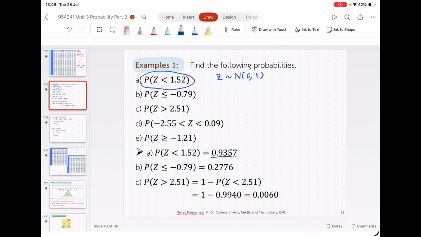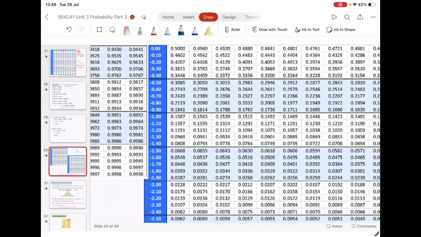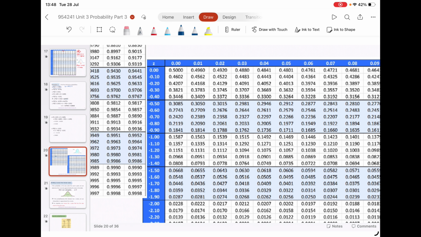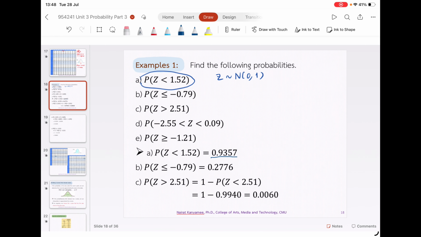Okay, so next part B, Z less than minus 0.79. So minus 0.79 is on the negative side. Minus 0.7 is here. Okay, minus 0.79 right there. So the probability is going to be 0.2776, right? Read from the table.